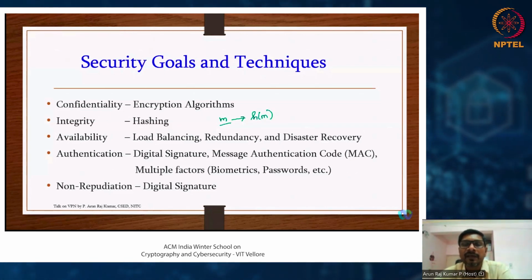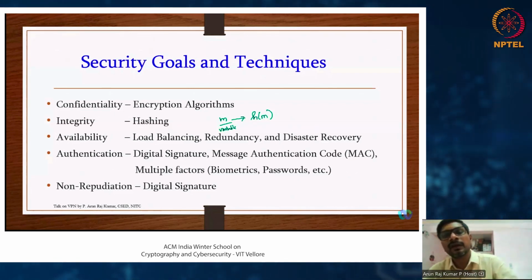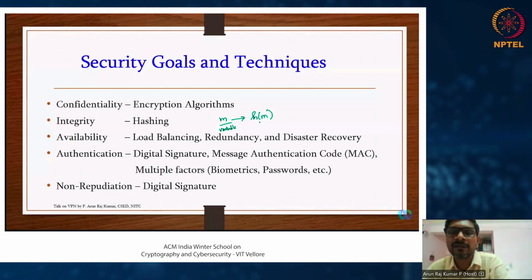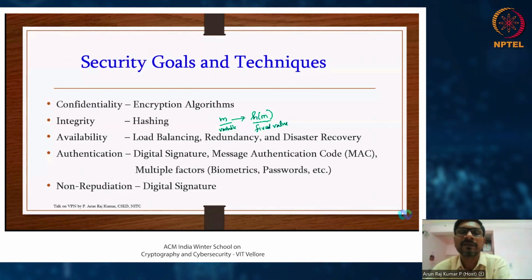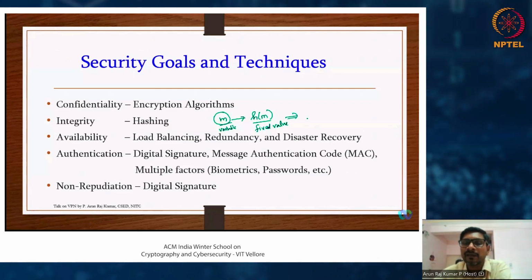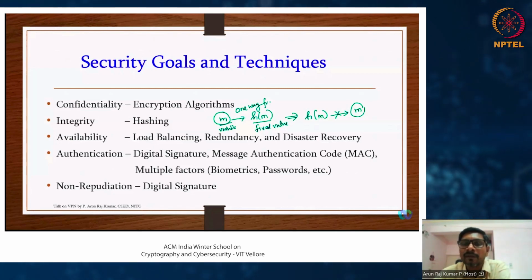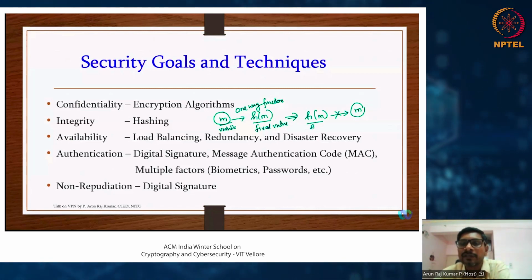This M can be of variable size, any text, any size. It can be 10 bits, 14 bits, 100 bits, 1000 bits, any bits. But the hash will always be a fixed value. Given a message, it generates a hash of the message, but given the hash of a message, you cannot go back and compute the message. That is why we call it a one-way function: given a message, you can generate the hash, but given a hash, you cannot generate the message back.